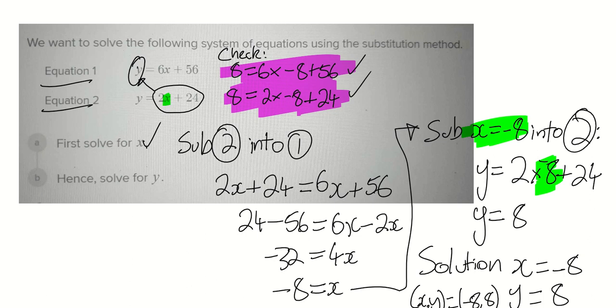So hopefully that helps. Good luck solving your simultaneous equations, and good luck on your methods pathway.